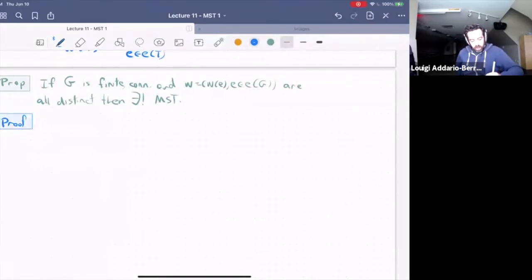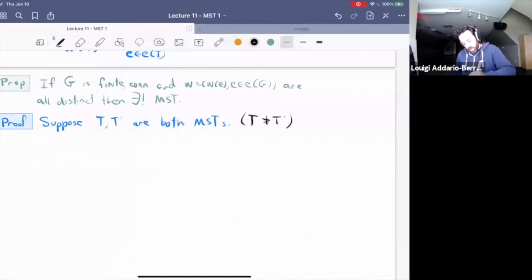So we'll argue by way of contradiction. Let's suppose that we have two distinct minimum spanning trees. If these are distinct, then we can find some edge which is in one but not the other. And let's just take the smallest weight edge with that property. So let e be the smallest weight edge appearing in exactly one of T and T prime.